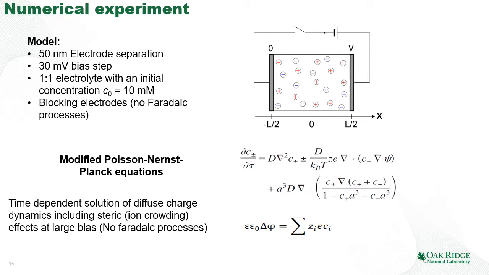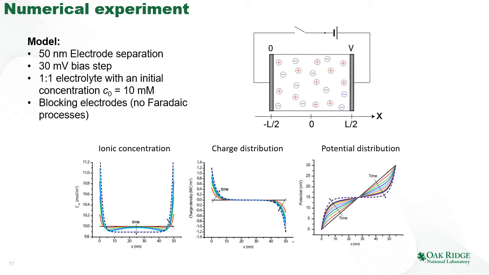And we solve the modified Poisson-Nernst-Planck equation, which allows us to model the ionic motion assuming that there is an exclusion effect, meaning that ions cannot form infinite concentration. At some point, they form a dense packing. And this is how the ionic concentration and charge distribution and potential distribution look like.